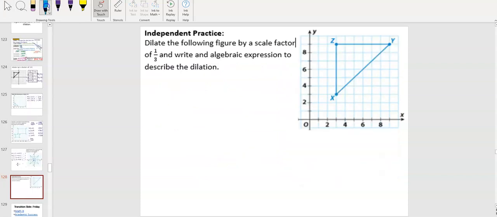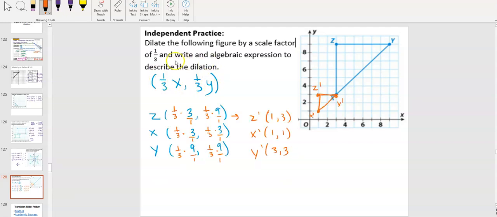All right, our last problem here, you need to be able to dilate the following figure by a scale factor of 1/3. So that is less than 1, so we're making a smaller triangle. And write the algebraic expression to describe the dilation. So I need you to write for me, if I am reducing this by 1/3, I'm going to have x and y in here. What do I need to do algebraically to show that my new triangle will be reduced by 1/3? And then actually reduce this by 1/3. Pause the video, come back and see if you got it right.